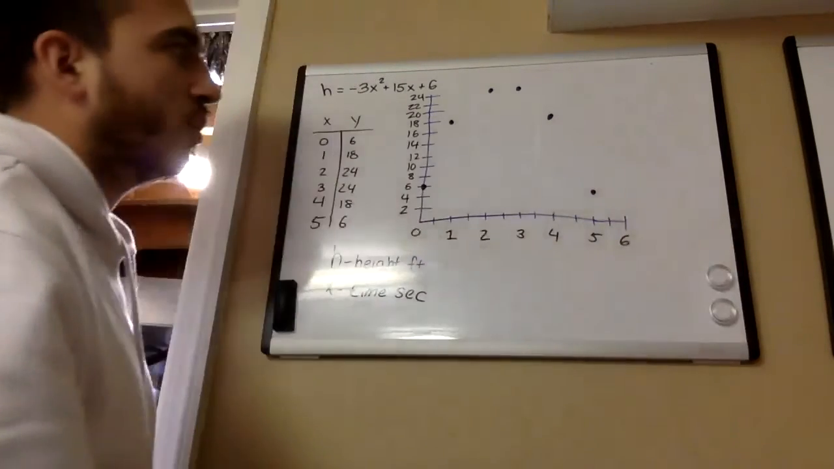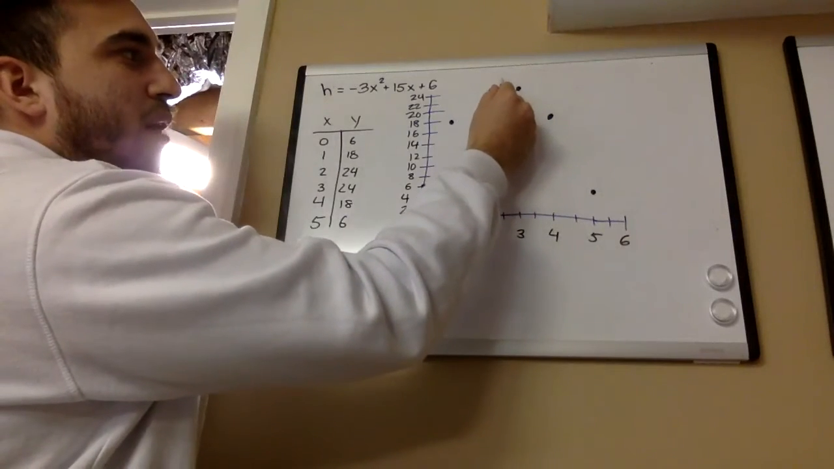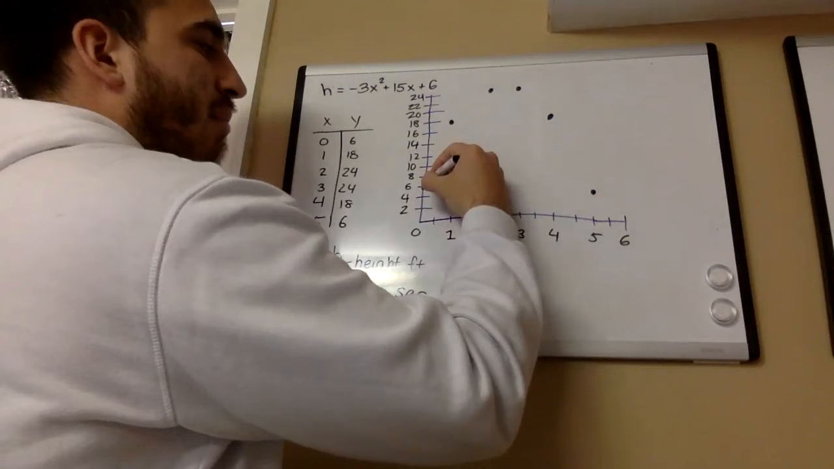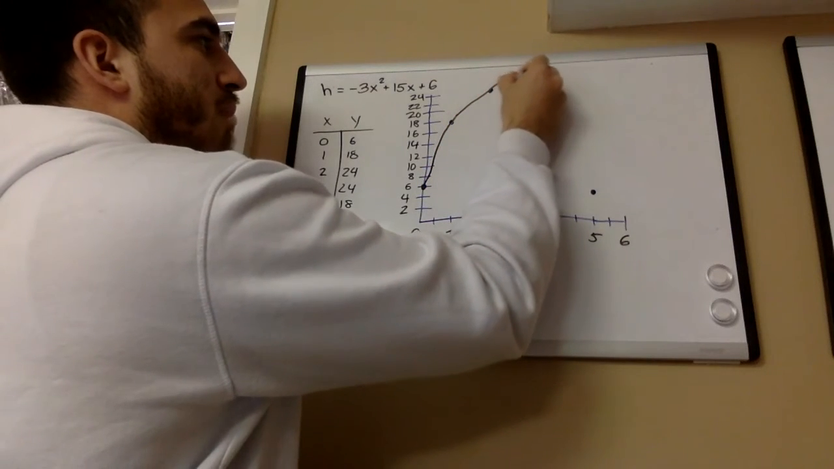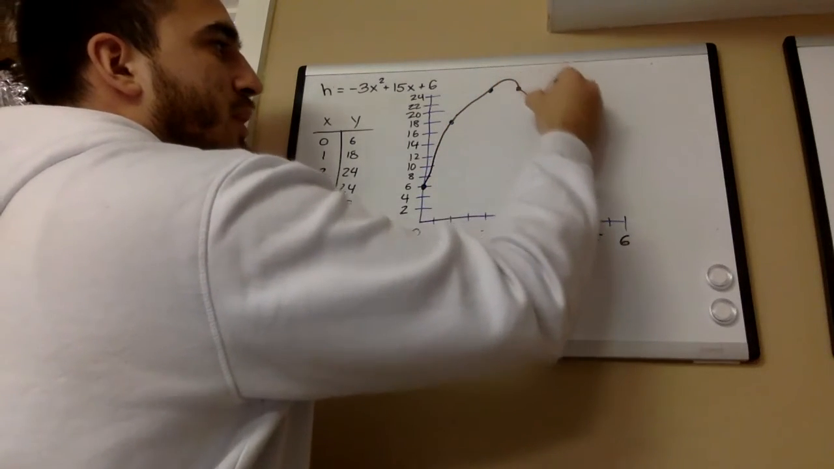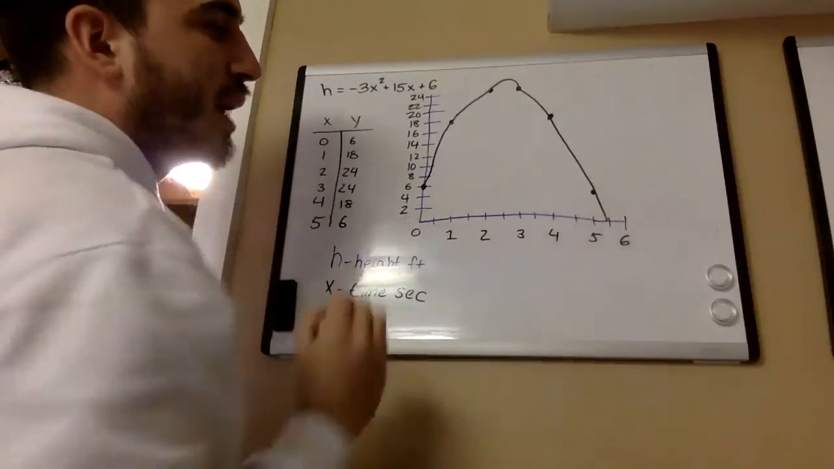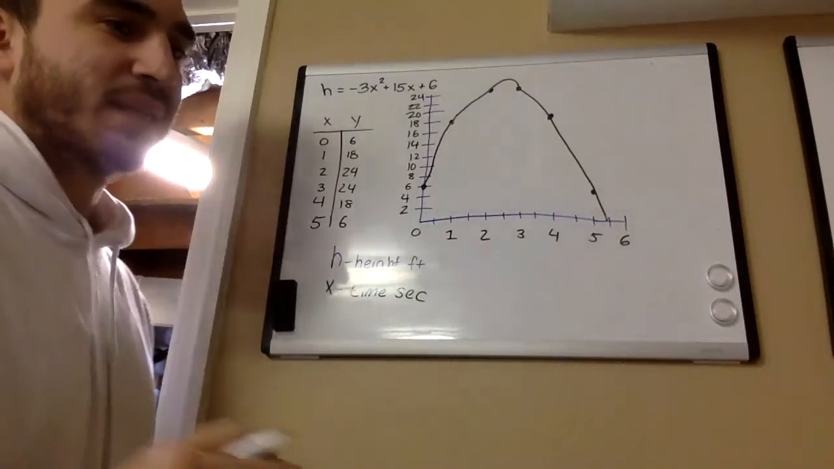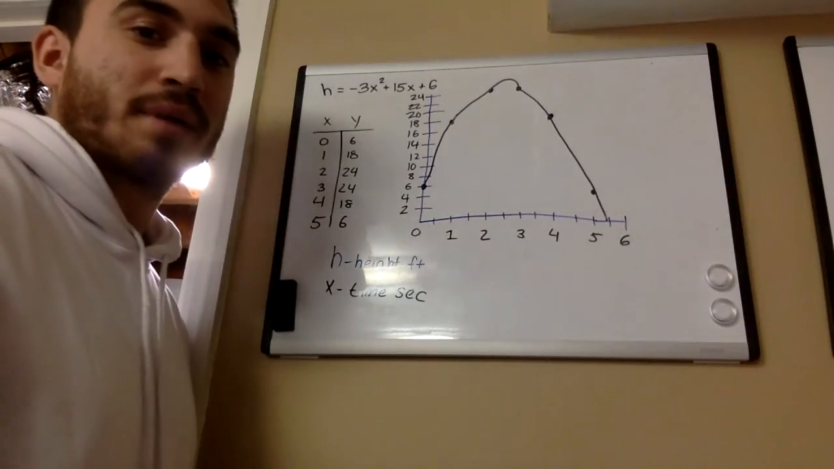So once you have all the points, notice how these two points are exactly the same, which means our vertex is going to be in between the two. So when I create my graph, I need to make sure I have a little hump between those two points because that is my vertex, and then you just come straight down. Do not put an arrow at this end and do not put an arrow at that end because the graph does not keep going. The ball or whatever it's talking about is going to hit the ground.